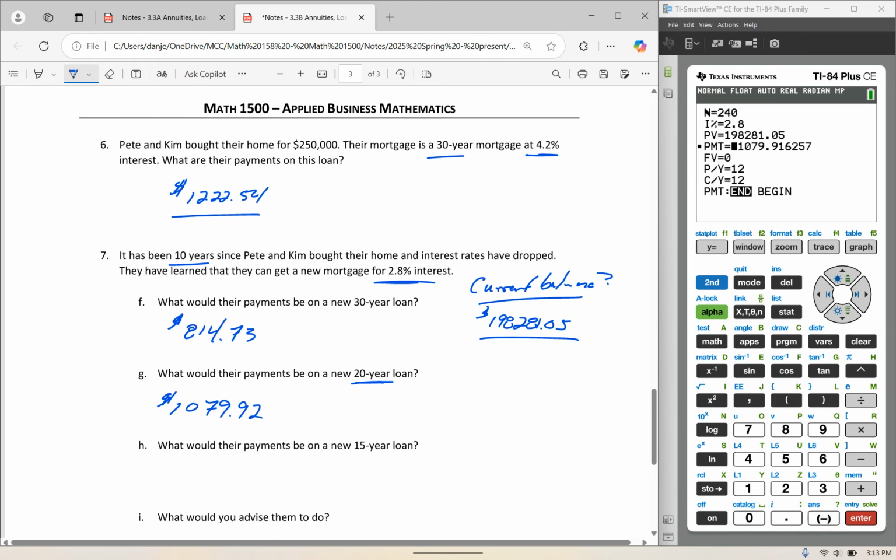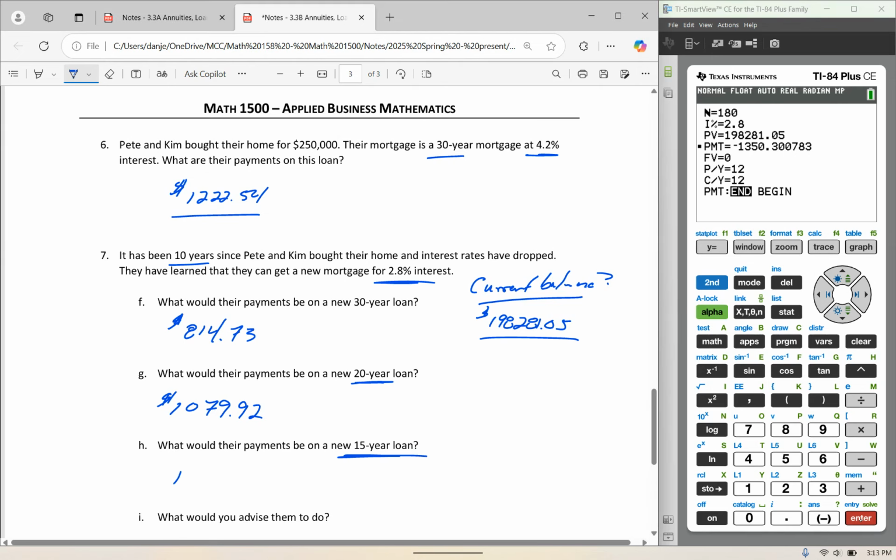They're also considering a new 15-year mortgage. Instead of a 20-year loan, could I pay off the house a little bit faster? So 12 months times 15 years, still at the 2.8% interest.